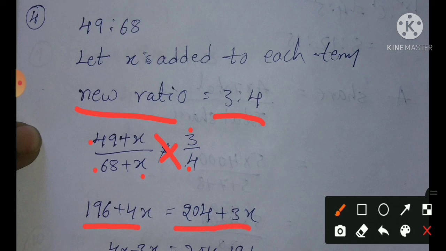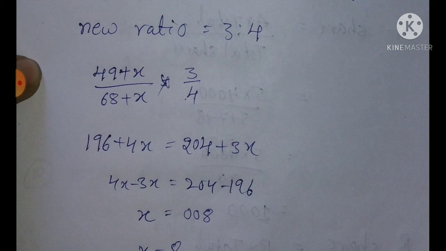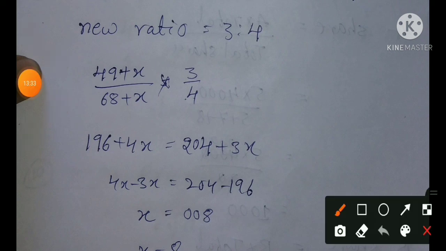Okay. Then after that, just transpose the like terms to one side. 4x, here 3x will be left, transpose to left side, it will become minus 3x. 204 and 196, transpose to right side, it will become minus 196. Then x equal to 8. So the number x is nothing but 8.